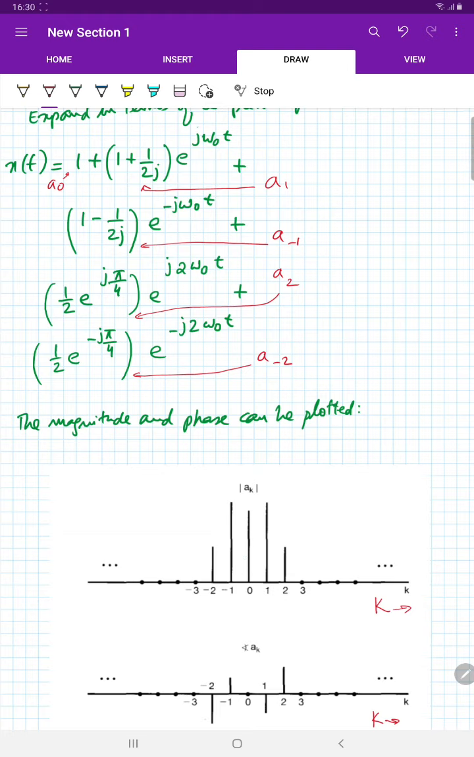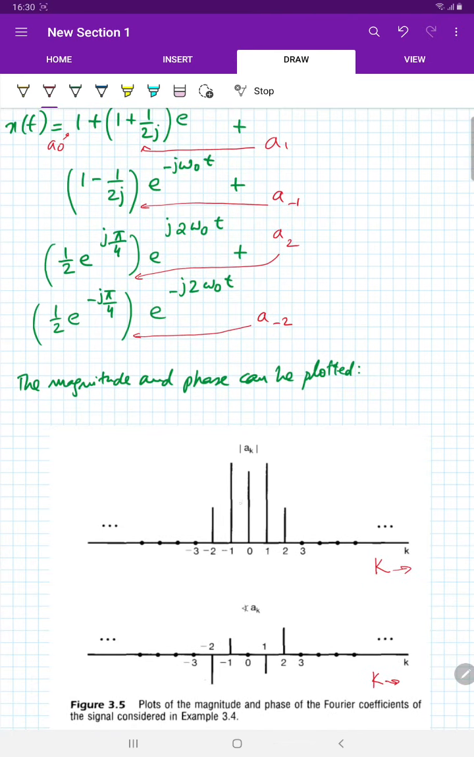At 0, this will have a magnitude of 1. This is the magnitude of 1 plus 1 by 2j. At minus 1 also, you have the magnitude of 1 minus 1 by 2j. Take the magnitude of that, and that exists for minus 2 and 2. All the other coefficients are 0. And similarly, this is the angle corresponding to each of these coefficients. So the coefficients are only from 0 to 2 in both directions, which is why you have the plots from 0 to 2 in both directions.